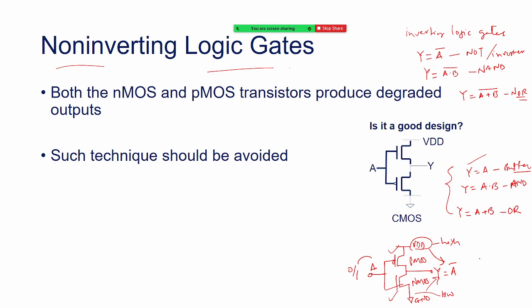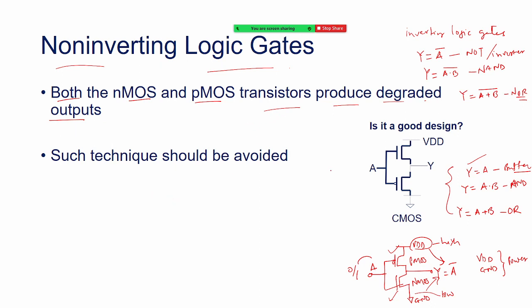So VDD and the ground are called power rails. They are good voltage sources for throwing the logics at the output, logic 0 or logic 1. But we have just made a statement that both NMOS and PMOS transistors produce degraded outputs. It means NMOS is poor at producing a strong 1 at the output, and PMOS is not as good at producing a strong 0 at the output.